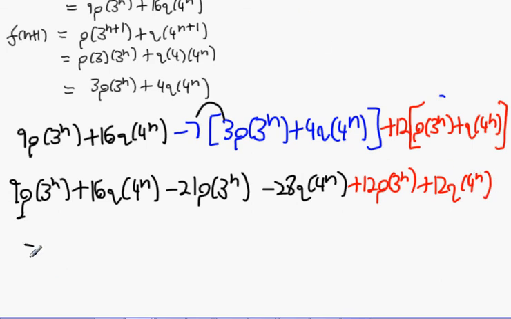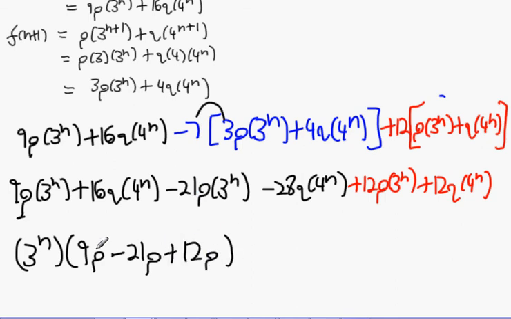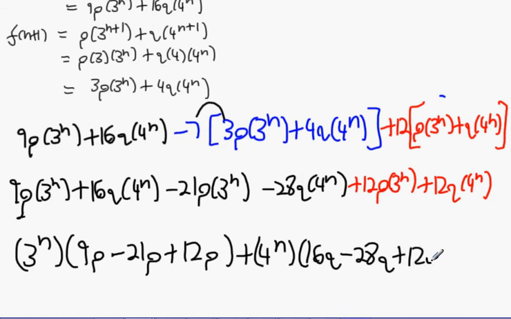Now the best way to spell it out is factorizing. Put 3 to the n on the outside, and inside is going to be 9p, minus 21p, and then plus 12p. We can see that 9 plus 12 minus 21 turns into 0. No p's remaining. Then we have 4 to the n, and we're multiplying it first by 16q, second by minus 28q, and third by 12q. Closing brackets. All of this should equal 0.